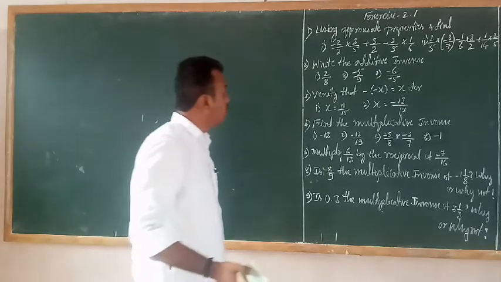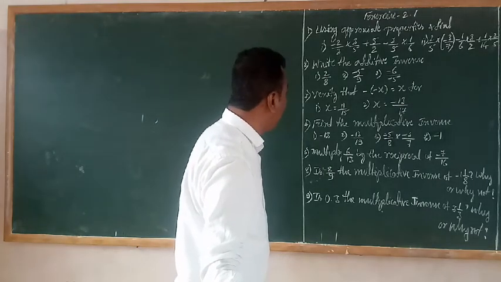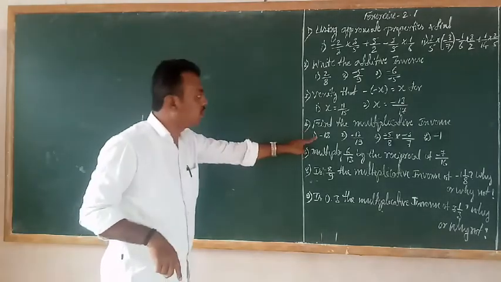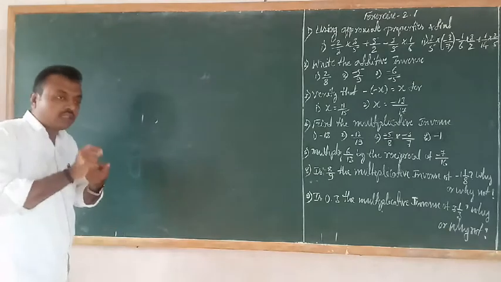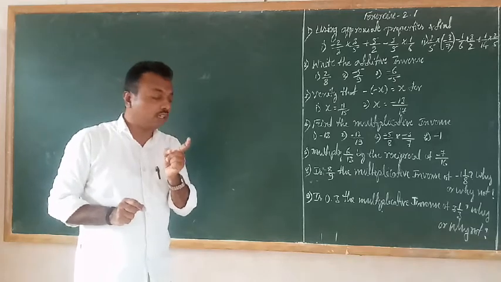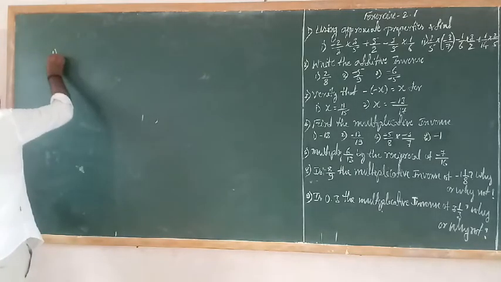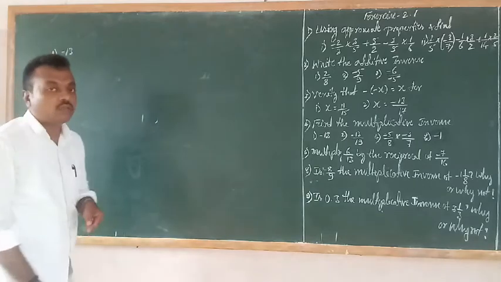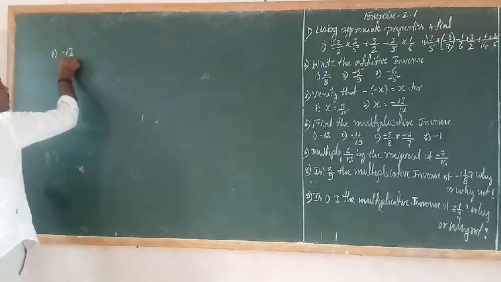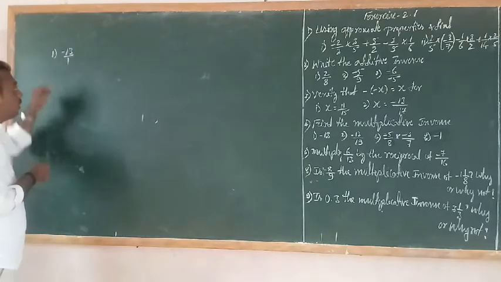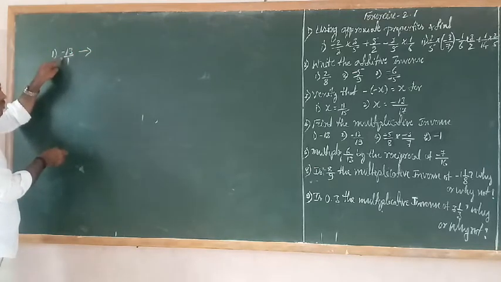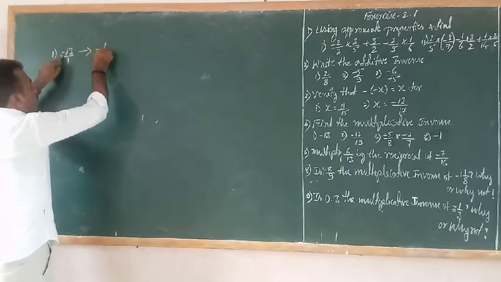What is the question? Question number 4. Find the multiplicative inverse. There it was additive inverse, here it is multiplicative inverse. Okay students? See, in the multiplicative inverse, only the numerator and the denominator change. The sign will never change. Got it? So first question, minus 13. What is the reciprocal or multiplicative inverse? Here 1 is in the denominator and the numerator is 13. The multiplicative inverse of minus 13 by 1, or minus 13, is minus 1 by 13.